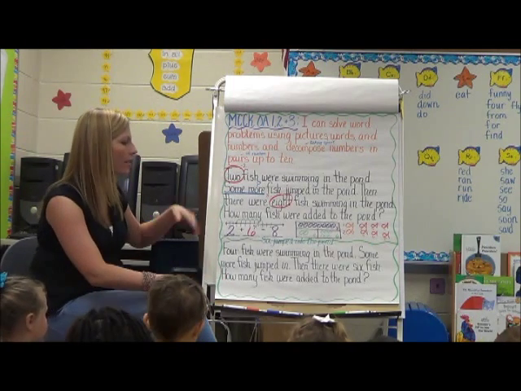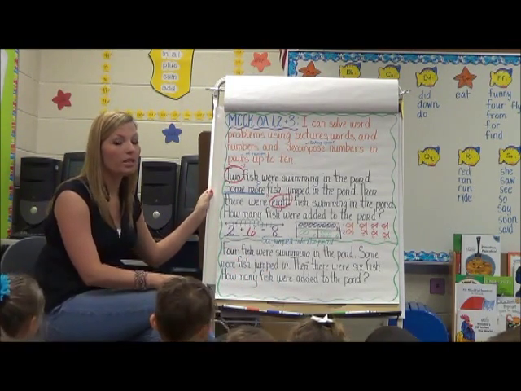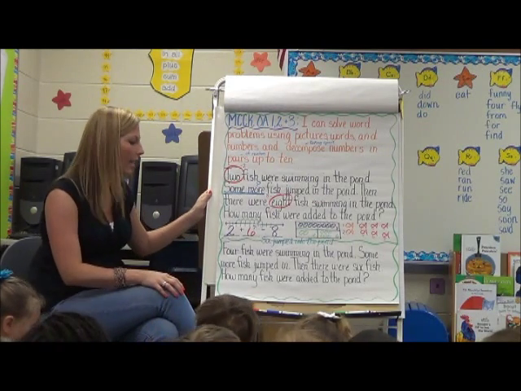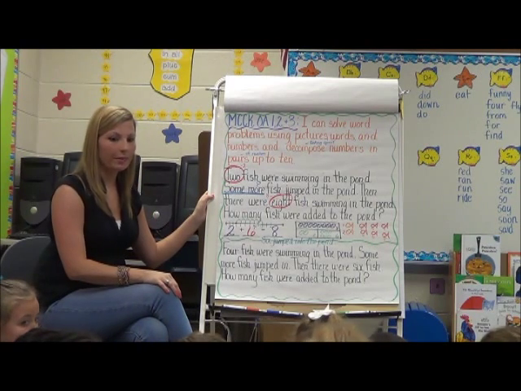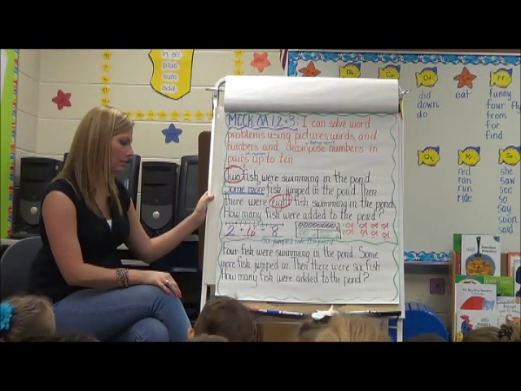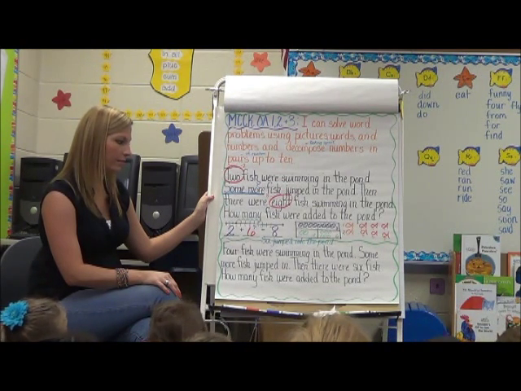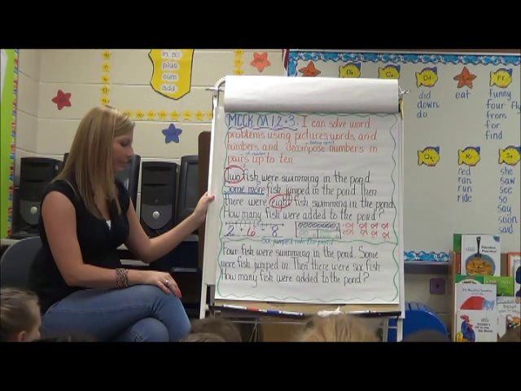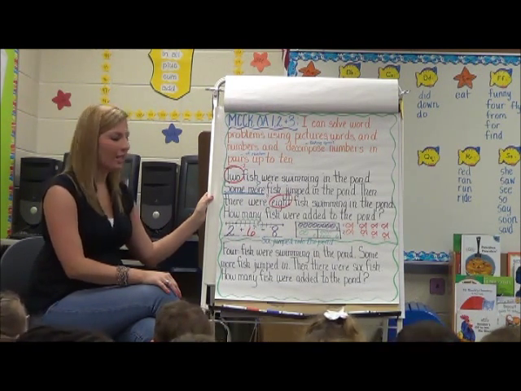All right, we're going to read our next story problem. And Kylie's volunteered to read it for us. So Kylie, you need to read loud so that we can hear, okay? You're going to read it loud for us? Okay. 4 fish were swimming in the pond. Some more fish jumped in. Then there were 6 fish. How many fish were added to the pond? Very good, Kylie. Thank you very much.